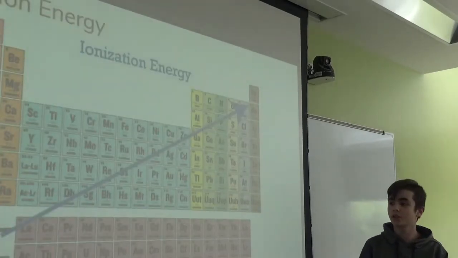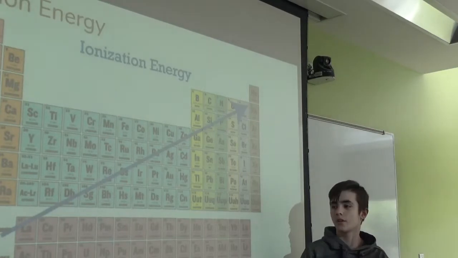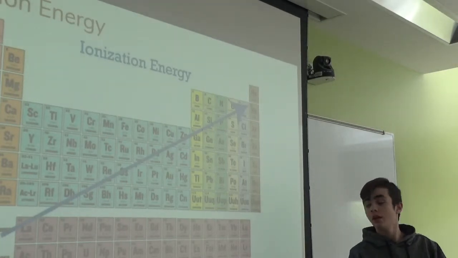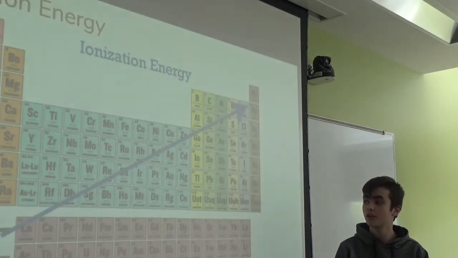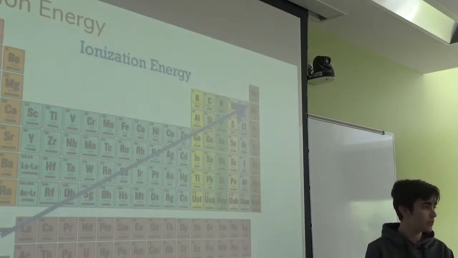If we look at the periodic table, it's the exact opposite of atomic radius. Ionization energy gets larger as we go up and to the right on the periodic table.